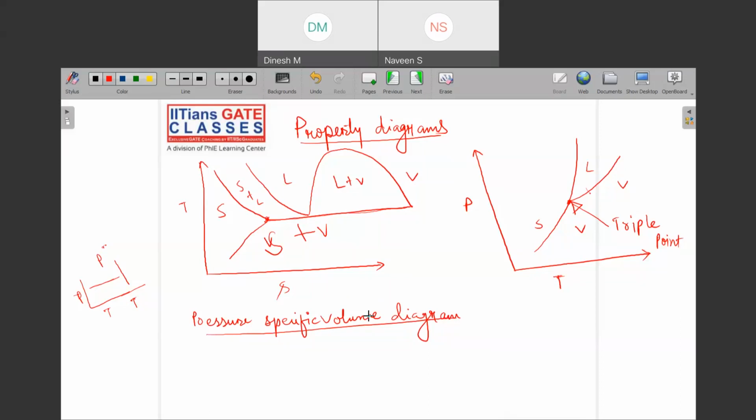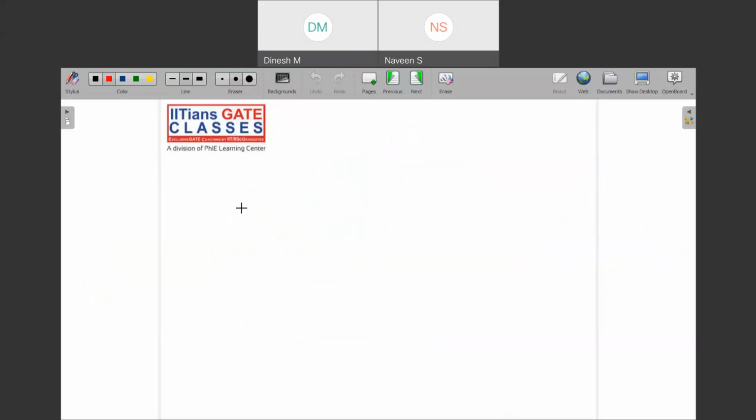Okay, so this we have understood, right? So here what we had, solid plus liquid, solid plus vapor. And beyond this region, what happens? There is vapor region, there is solid plus vapor. So in pressure volume diagram, if I draw it again with the magnified scale for pressure specific volume diagrams, how would it look like?